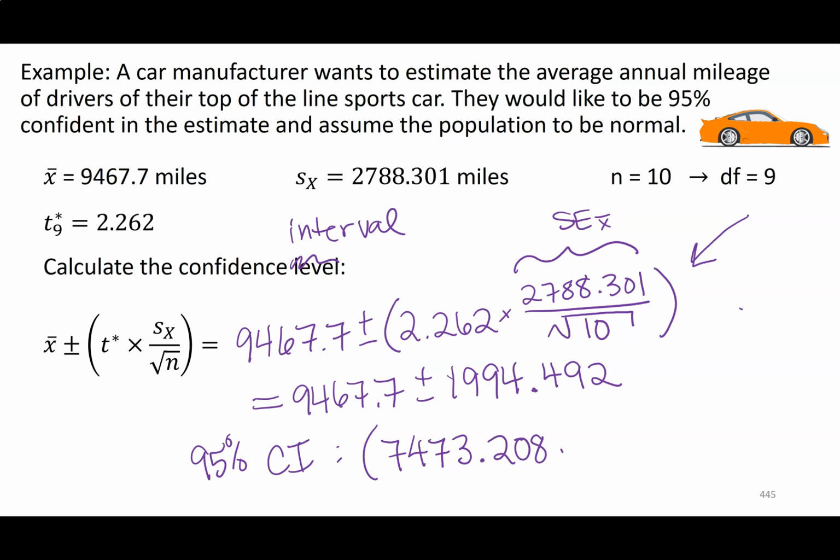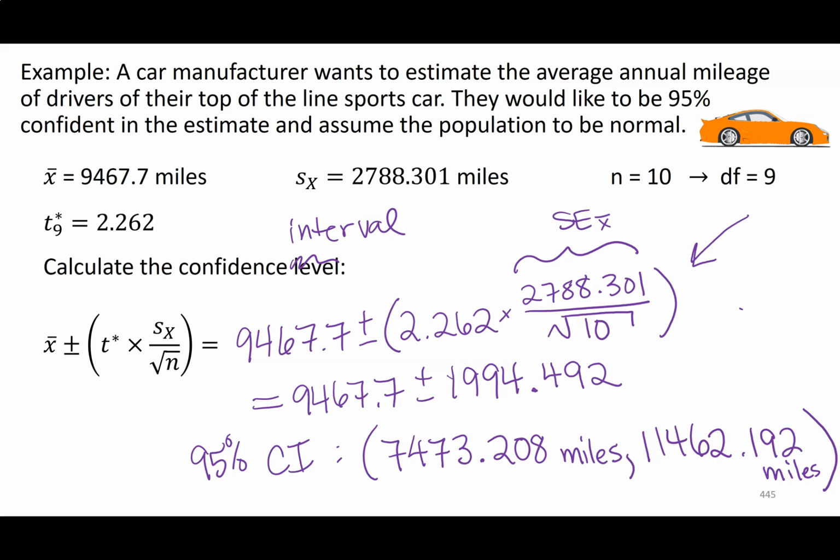208, my units are miles. So the rules stay the same. I still have to put miles. And then the bigger number, 11,462.192 miles.